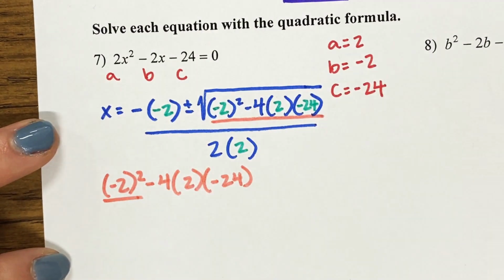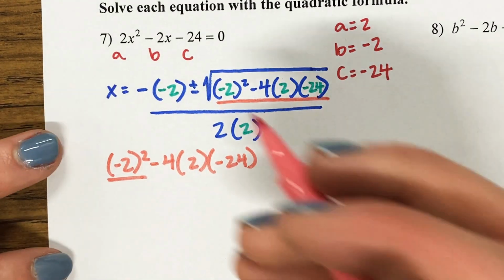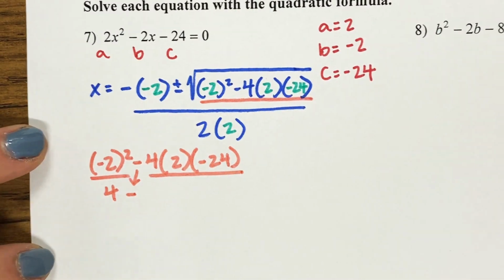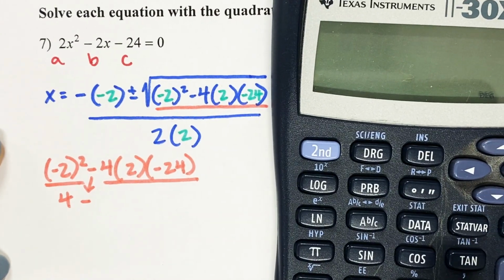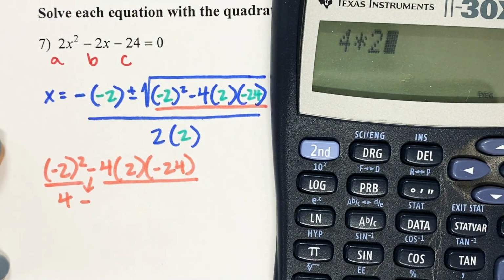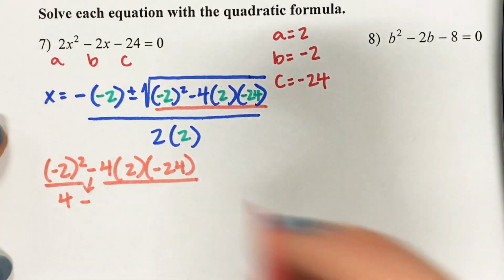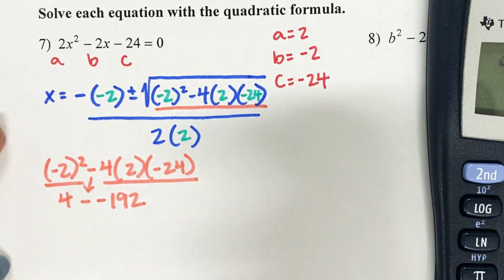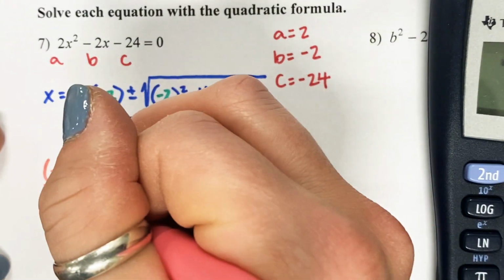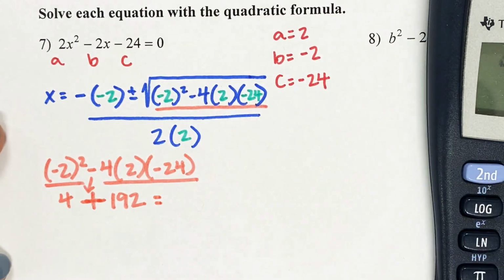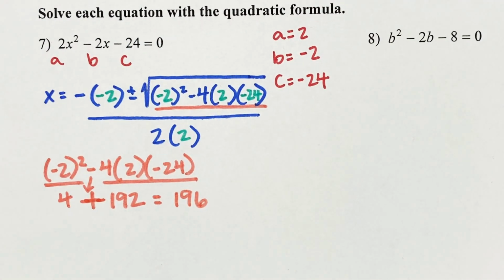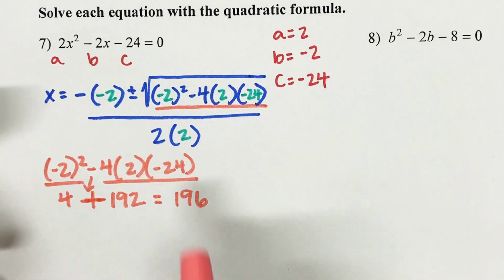Okay, so first piece, -2 times -2. I get +4. I'm going to subtract my next piece. I can put this in my calculator. 4 times 2 times -24 is going to give me -192. Well, what happens when we have a double negative? It turns into a positive. And 4 plus 192 is 196. So we filled in our discriminant.